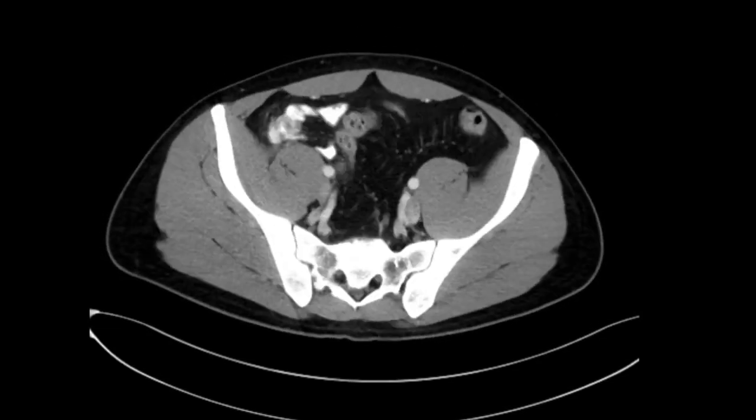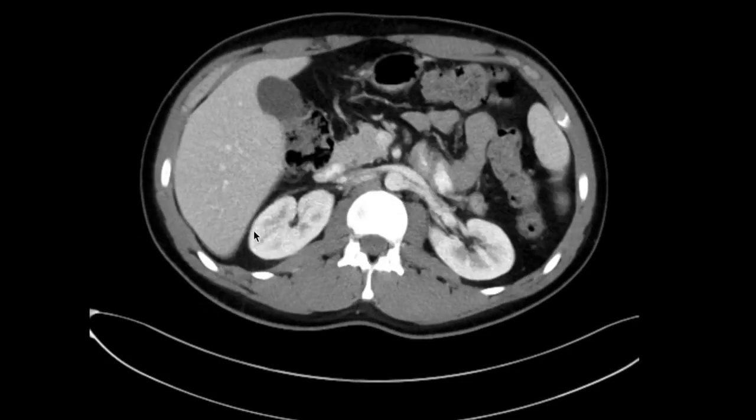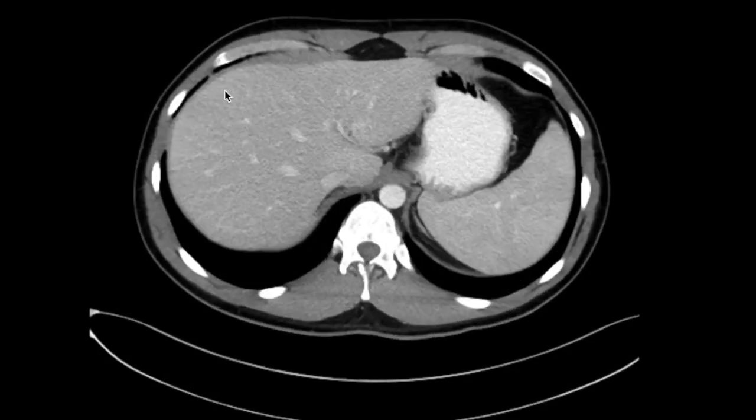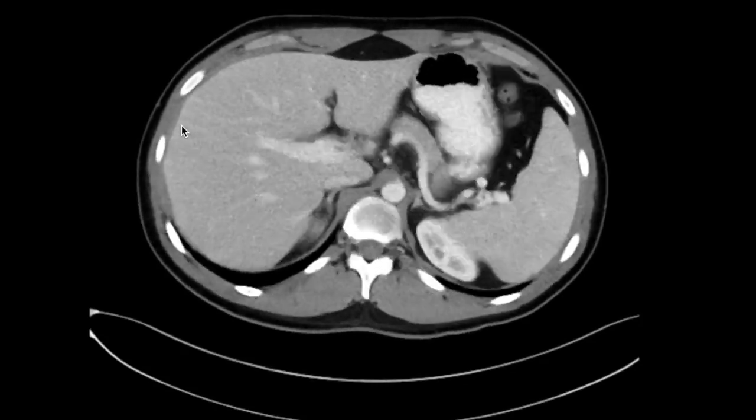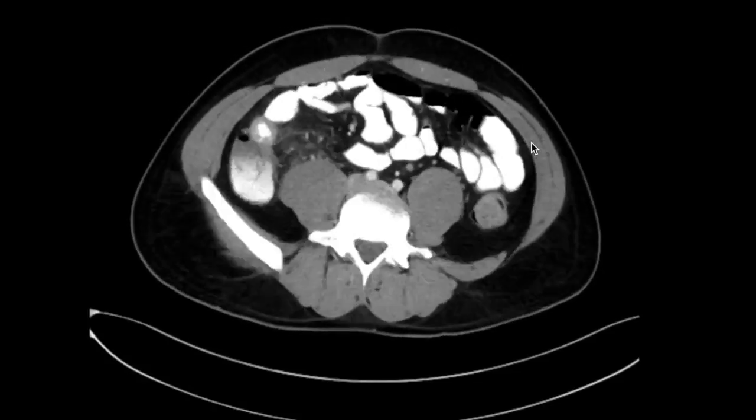And then back up the right paracolic gutter and looking specifically at Morrison's pouch and subphrenic space here. And the reason you do this is not only to see little bits of fluid, but you can see metastases in patients who have cancer.